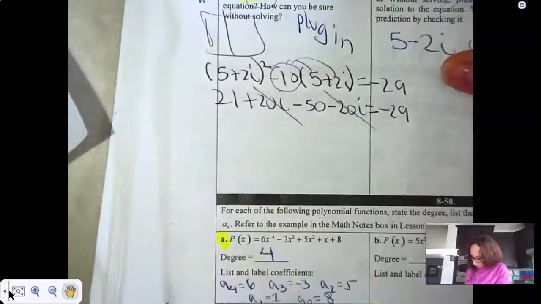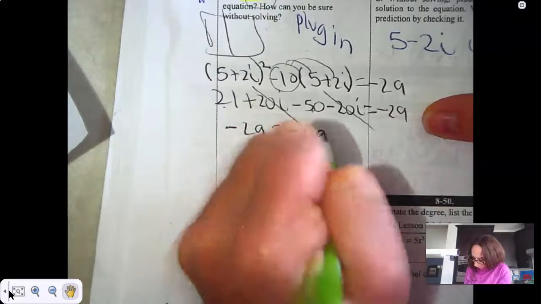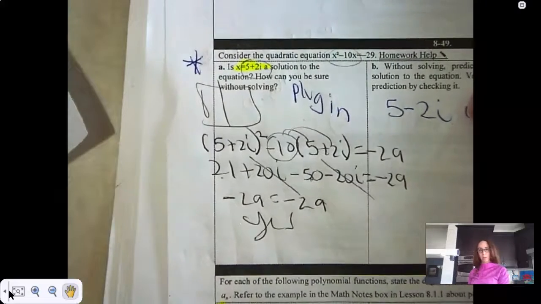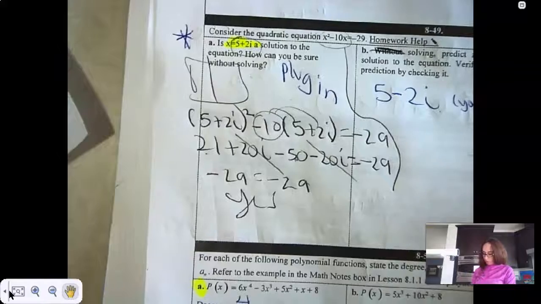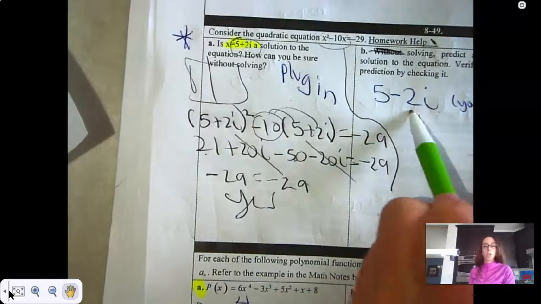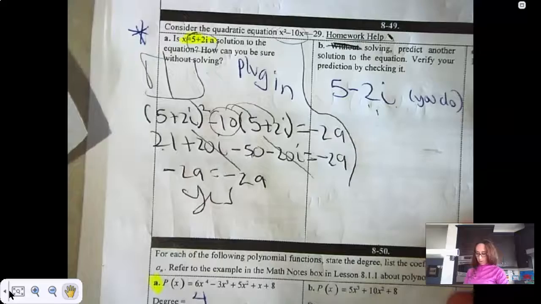Let me zoom it in a little bit. Let's see, 20i minus 20i, done. 21 minus 50 is negative 29. Are they equal? Yes. That means that yes, 5 plus 2i is one of the answers. So now, it says without solving, but you're going to solve it and you're going to tell me, is this also going to be another root? Okay.